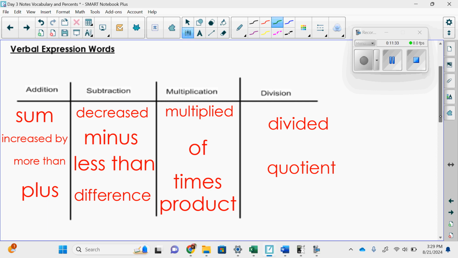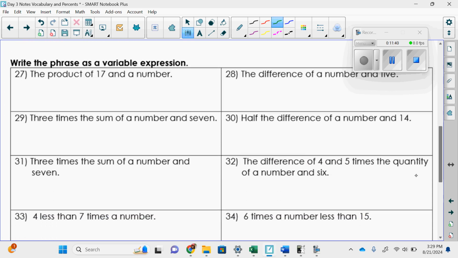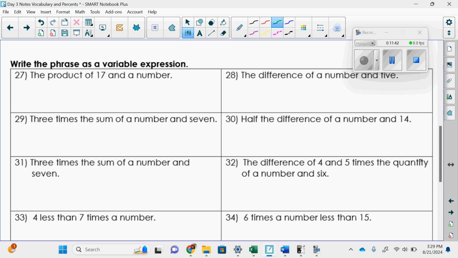And these aren't the only words that mean addition, subtraction, multiplication, division. These are just the most common that we see. So let's take a look at number 27. Write the phrase as a verbal expression. The product of 17 and a number. So product means multiply. So the product of 17 and a number means 17 times x or 17x.